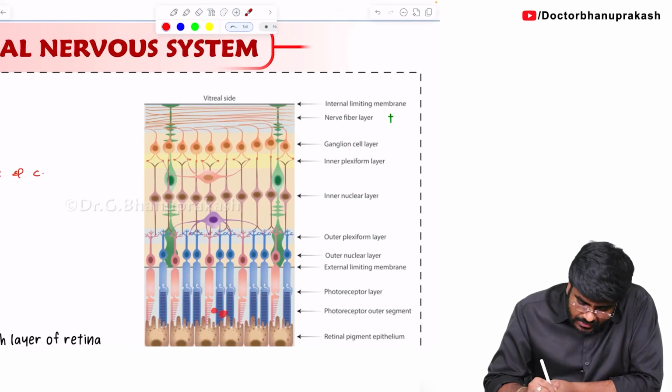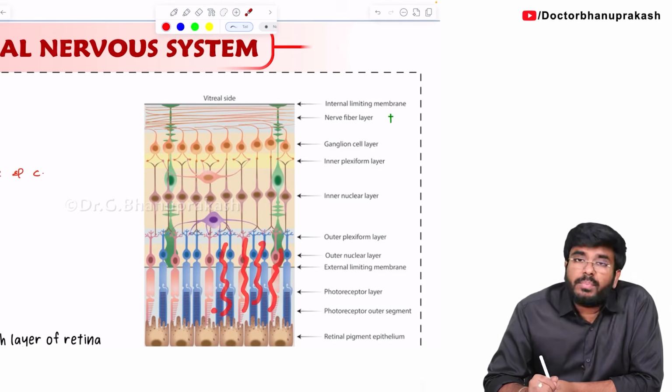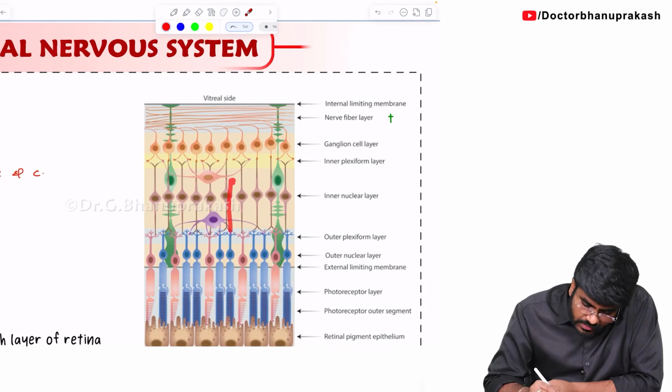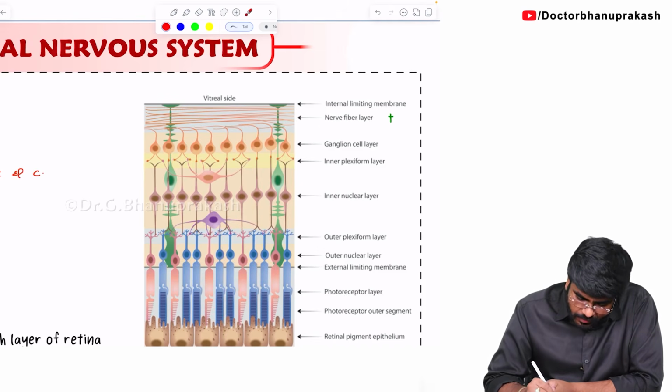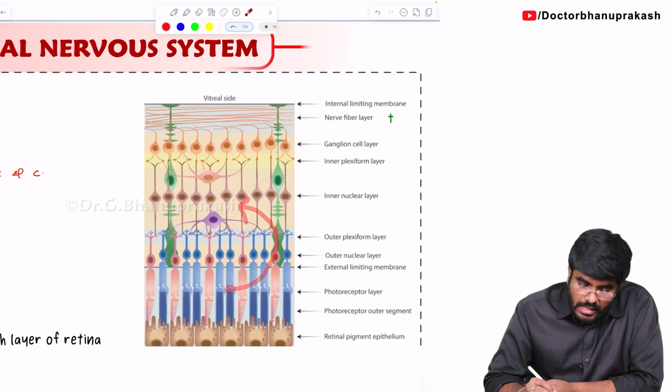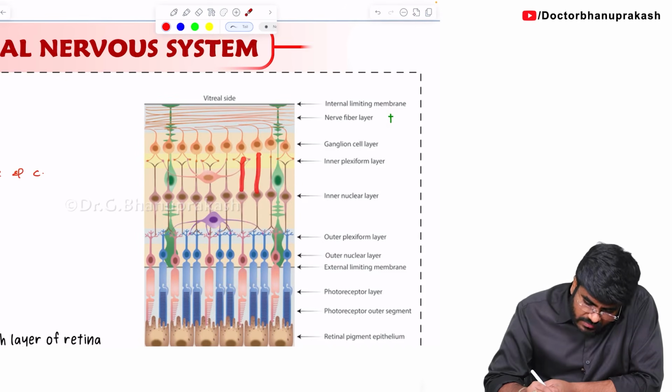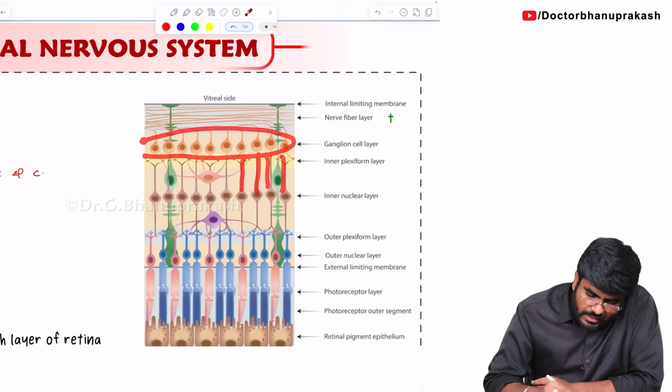Now this electricity, the information from this photoreceptor layer, to which layer is it coming? It's coming to the bipolar cell layer. Okay. Now the light information from the photoreceptors is coming to the bipolar cells. And from the bipolar cells, where is this information going? Now it is going to the ganglionic cell layer.